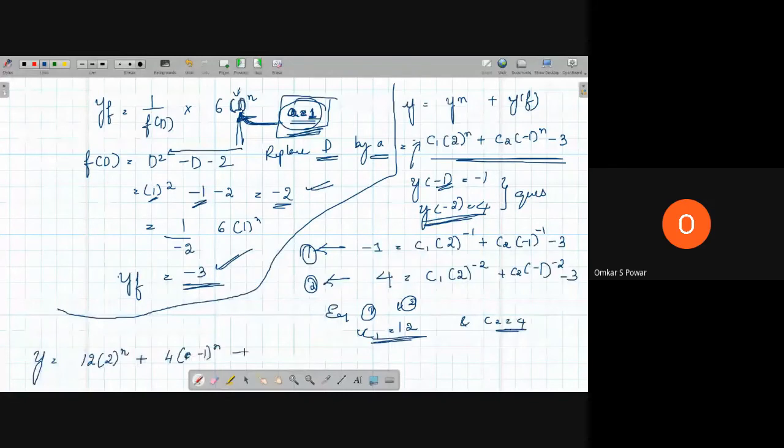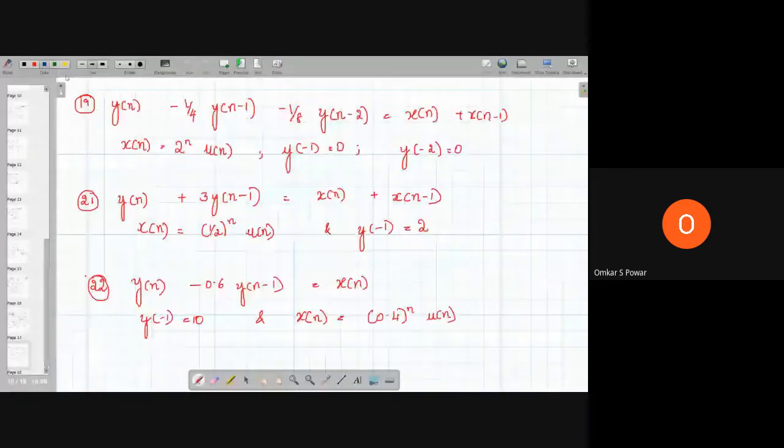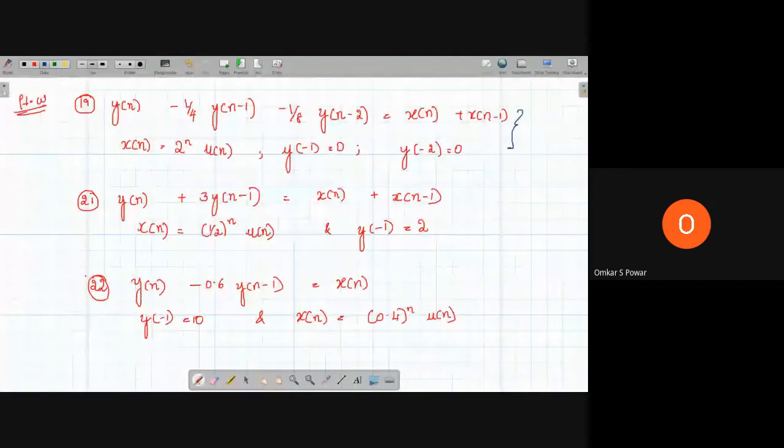Based on this, I have given some homework problems. Refer to the textbooks and solve them. I have given you the technique. It's your duty to solve.